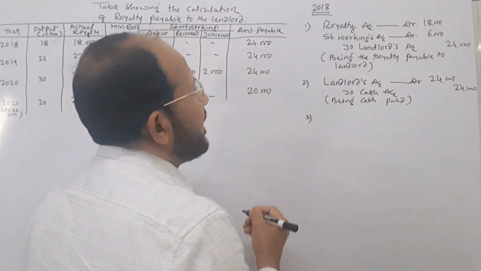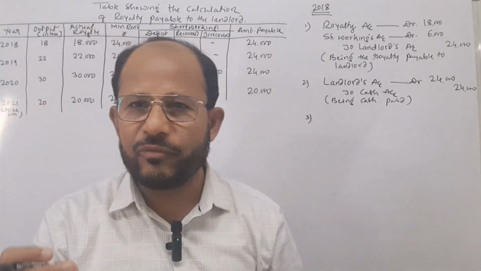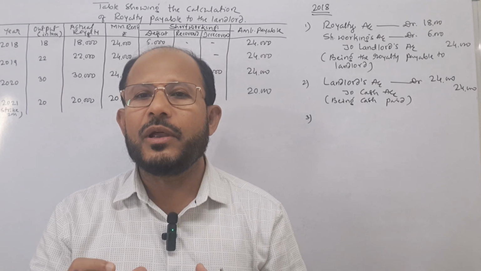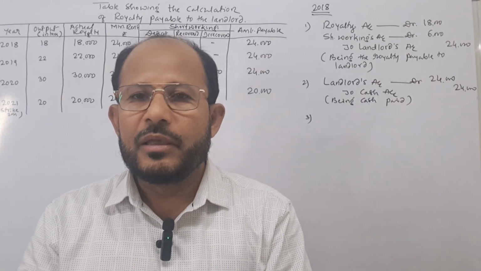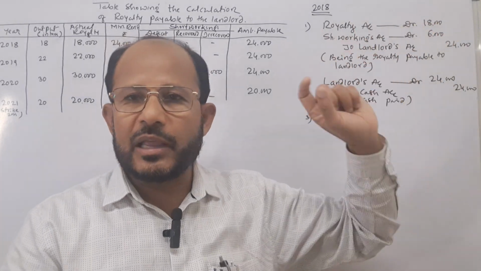Next, third journal entry. See, at the end of every year, here royalty is the amount of expense. To whom? To the company. Here the coal company is paying royalty every year.